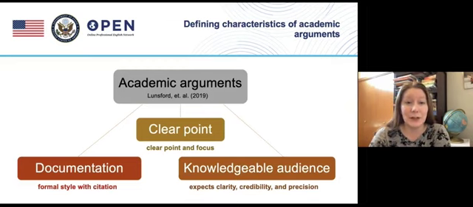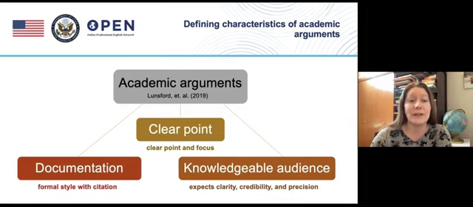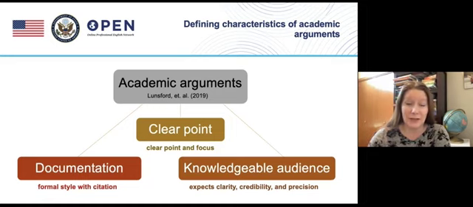Andrea Lunsford and her co-authors added a few more defining characteristics of academic arguments. Specifically, they state that arguments directly state a clear point and focus on that point, use a formal documentation, citation, and writing style, and are written for a knowledgeable audience. Clearly, it is extremely important to think of the audience who expects clarity, credibility, and precision from a successful academic argument.